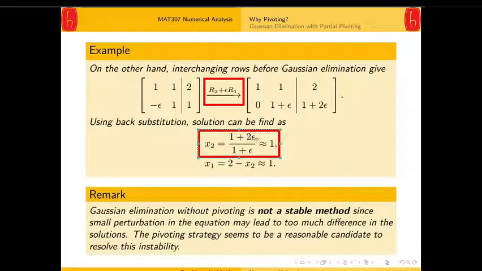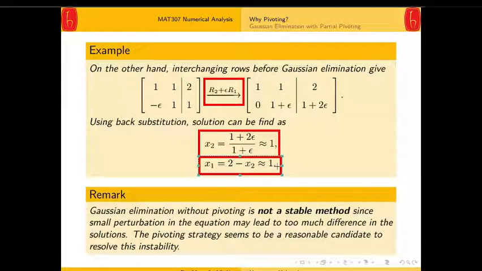So this is 1 plus a very small number divided by 1 plus, again, a small number. So something close to 1 divided by some other number close to 1 will make the result close to 1. Getting 1 for x2 and using back substitution for x1, we get x1 is approximately equal to 1, because x1 is 2 minus x2 and x2 is close to 1, so 2 minus something close to 1 will make the result close to 1.